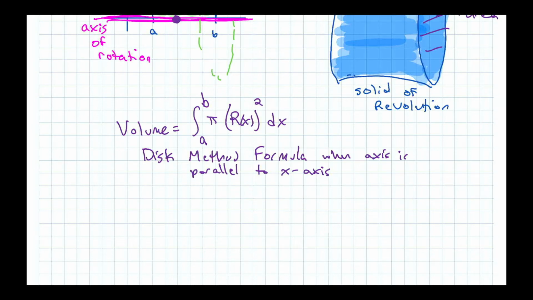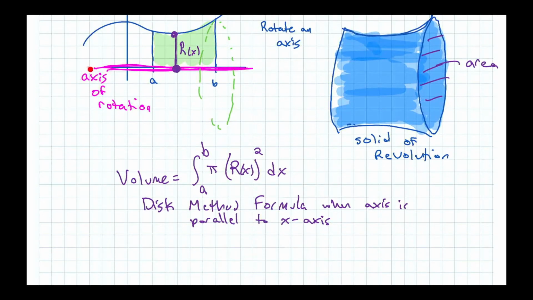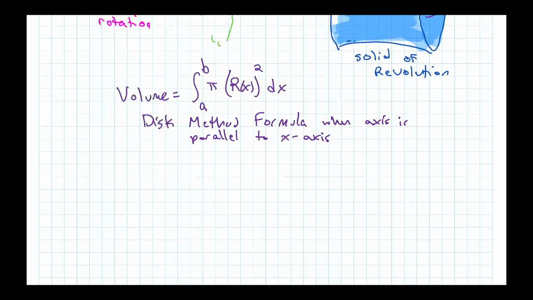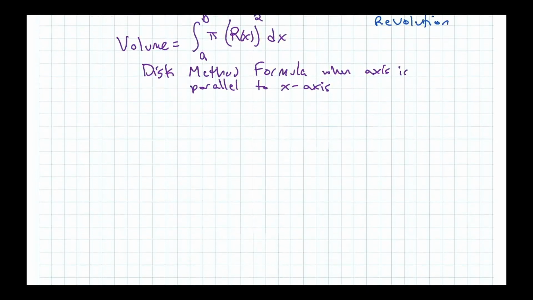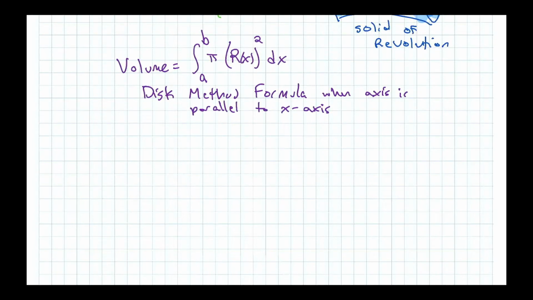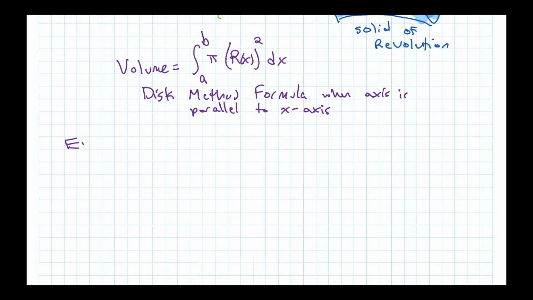What does that mean? It means this is a horizontal axis. If it was a vertical axis, then you would just do this with y's. Everything would be in y's. Maybe we'll see one, maybe we won't. All right, so anyway, what we want to do is take that disk method and do some sample problems, just to make sure we know how this is working out.